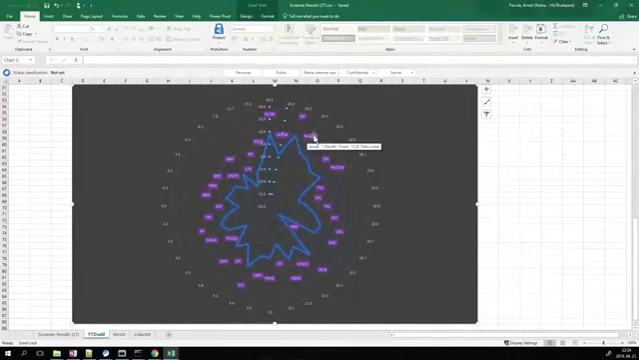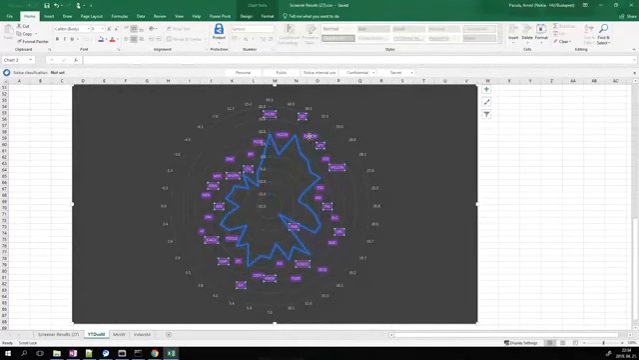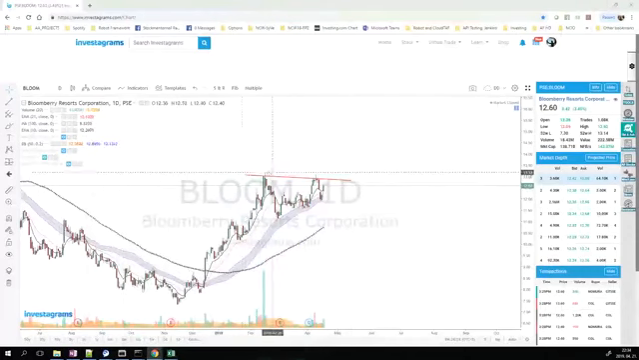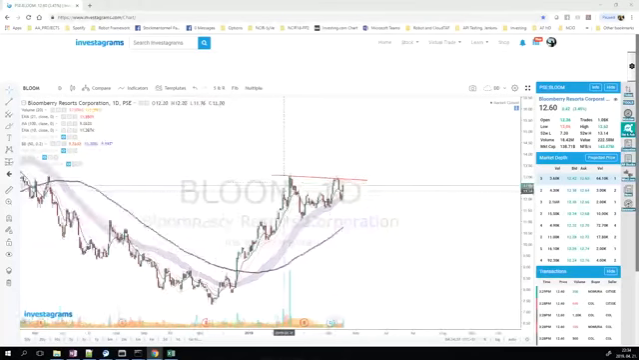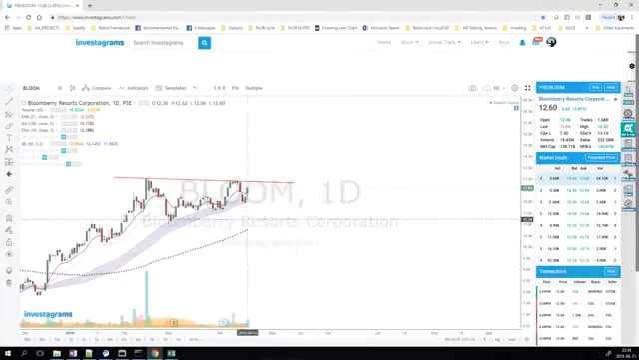So, let's say for example, bigyan ko kayo ng halimbawa si Bloom. So, Bloom, no? Bloom is one of those leaders. At papakita ko sa inyo kung one of the proof na talagang nakaka-detect siya ng magandang chart. So, ito yung chart ngayon ni Bloom. Nakita nyo, napakaganda yung setup nito ngayon.